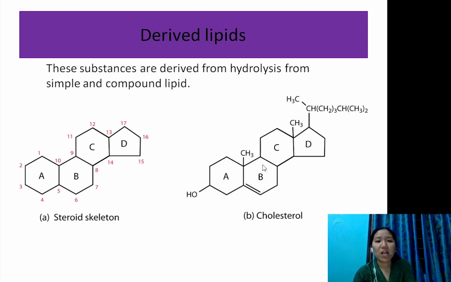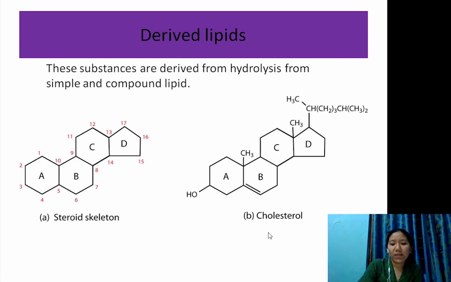Now derived lipids are those substances which are derived from hydrolysis of simple and compound lipids. These usually have some ring structure, and also a side chain. Here you can see 4 rings with a side chain, a tail. An example here is cholesterol, and this is a steroid skeleton, and this is a cholesterol derived lipid.